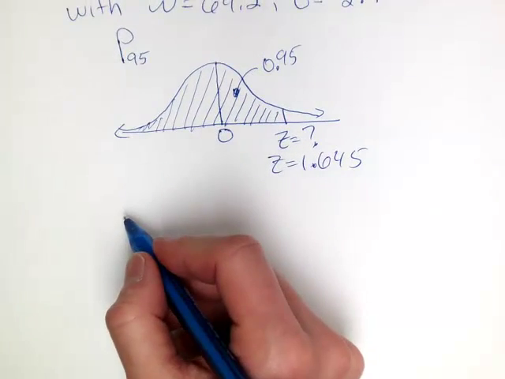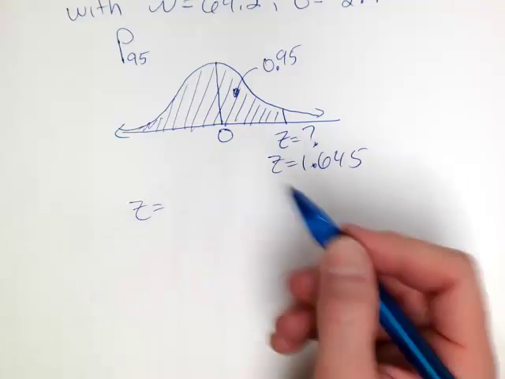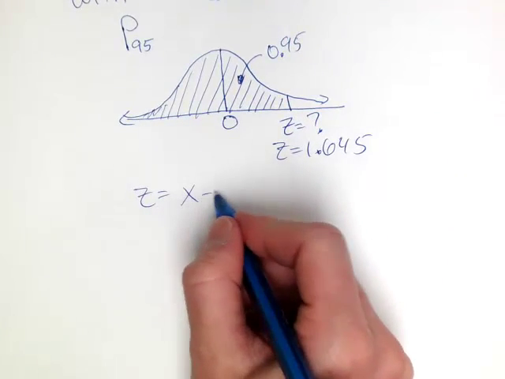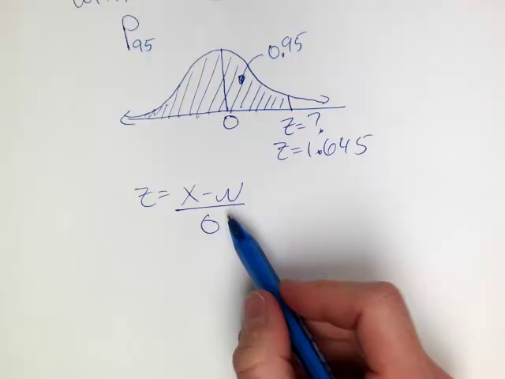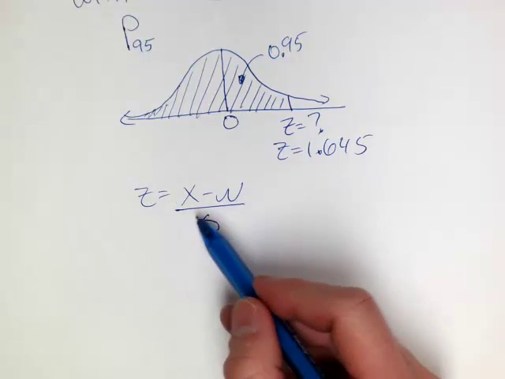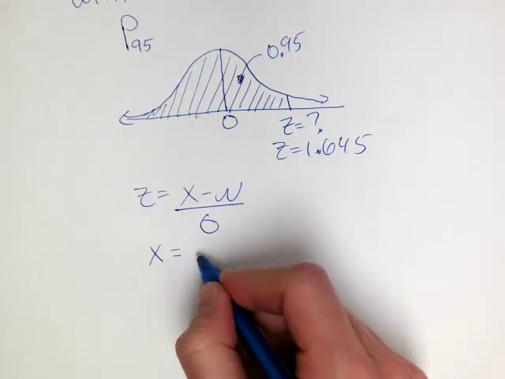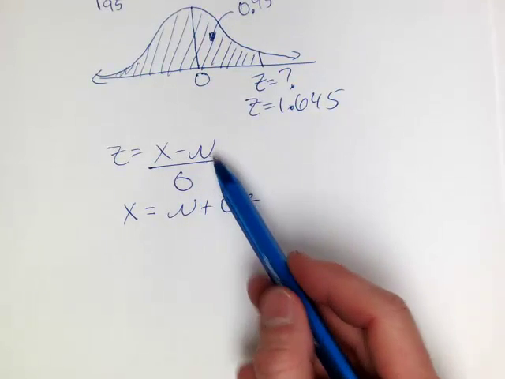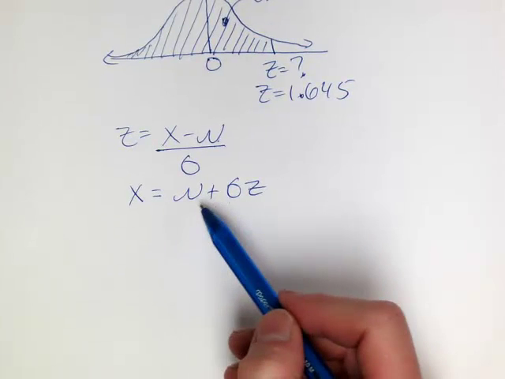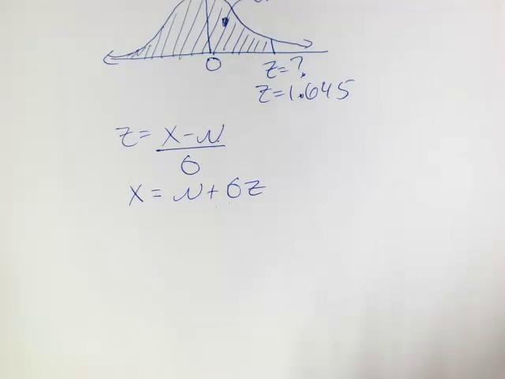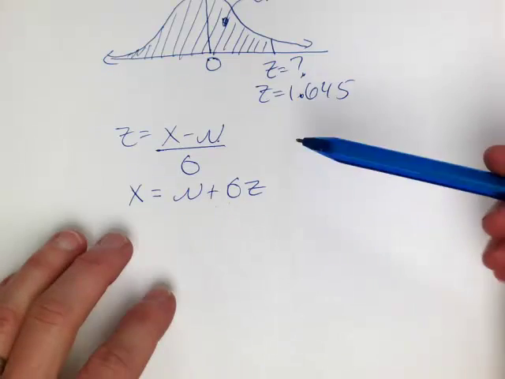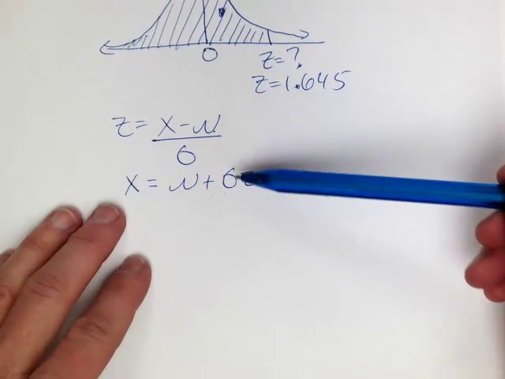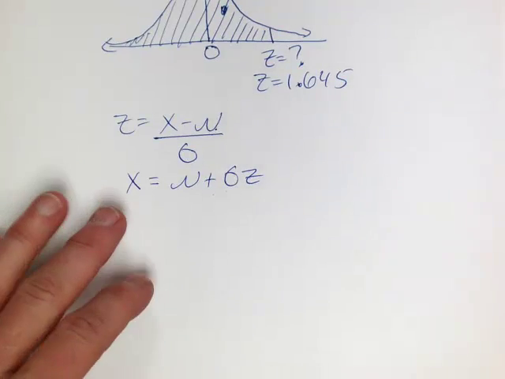So remember the relationship here between x and z. z is equal to x minus mu over sigma. So resolving this for x, then x will be equal to mu plus sigma z. That's just some simple algebra to go from here to here. This formula is given on your formula sheet, so you don't really need to memorize it, but hopefully, given that the prerequisite is intermediate algebra, you understand how this formula is derived from this formula.